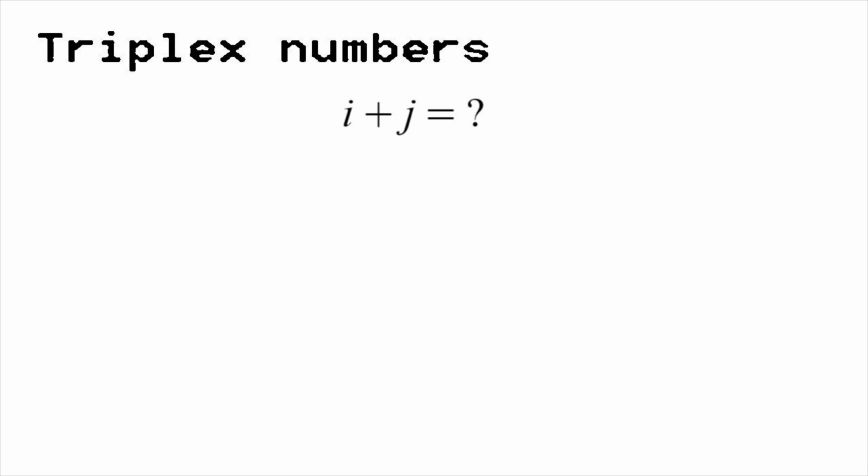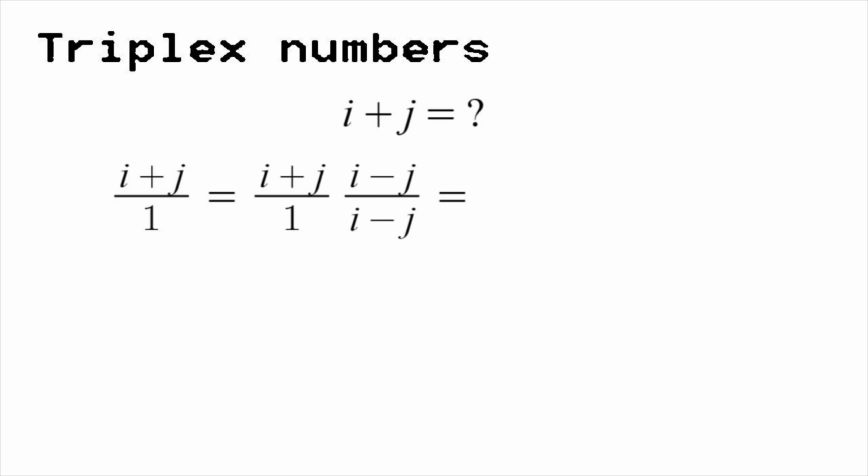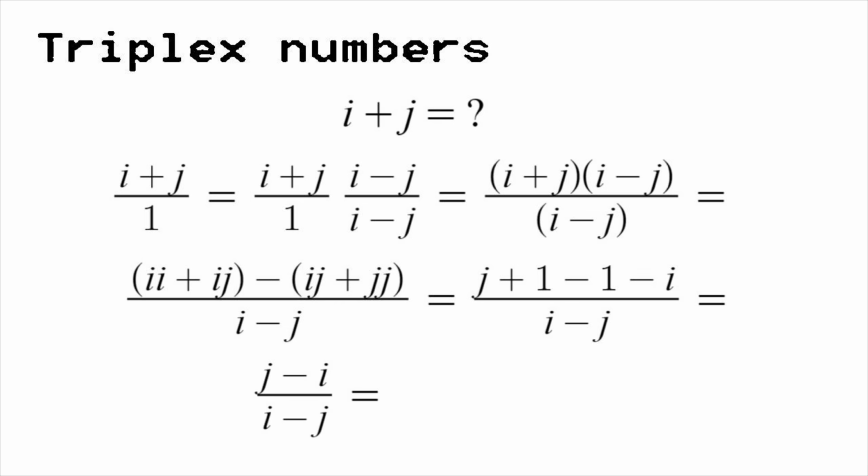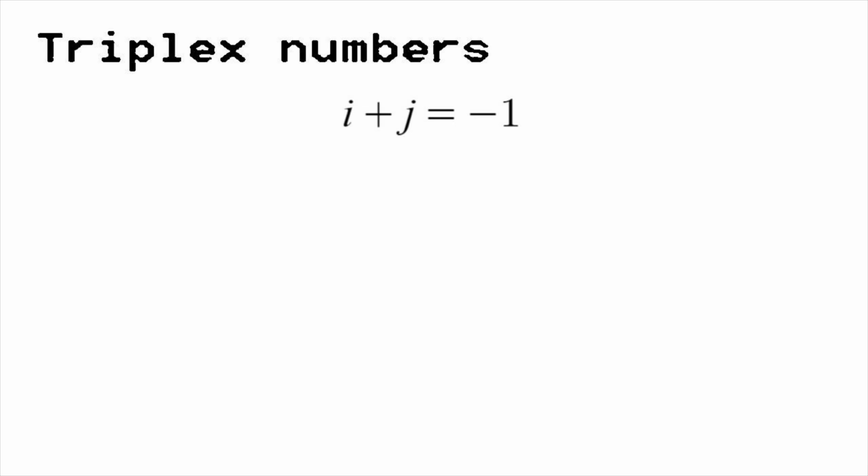Next, we'll start with i plus j. This may be written as i plus j over 1. Then we will multiply the top and bottom of this fraction by i minus j, giving i plus j times i minus j over i minus j. Expanding the top gives ii plus ij minus ij plus jj over i minus j, which equals j plus 1 minus i over i minus j. Since 1 minus 1 equals 0, the 1's cancel, and we're left to factor out a negative 1 and observe that i plus j is in fact equal to negative 1. This implies that 1 plus i plus j equals 0.